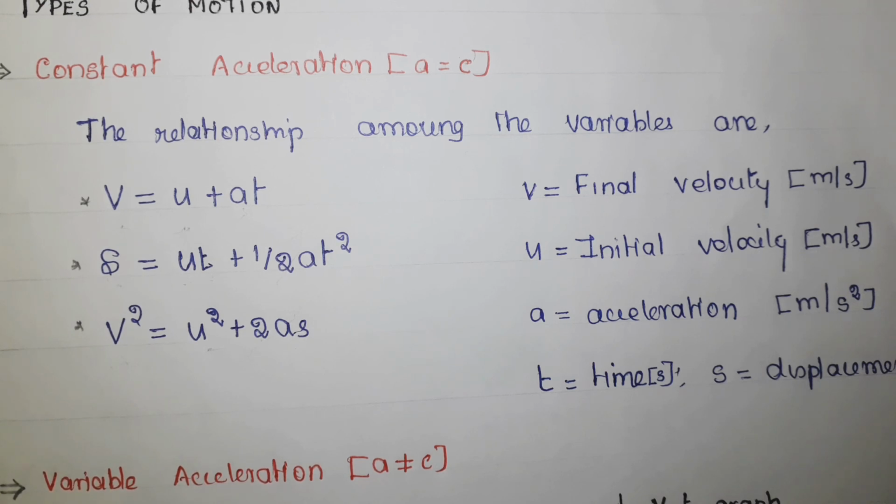In this video we have gone through two important things. The first is the basic parameters involved in motion. We studied position, speed, distance traveled, displacement, velocity and acceleration. Then the types of motion. There are three types of motion: constant acceleration, variable acceleration, then constant velocity.